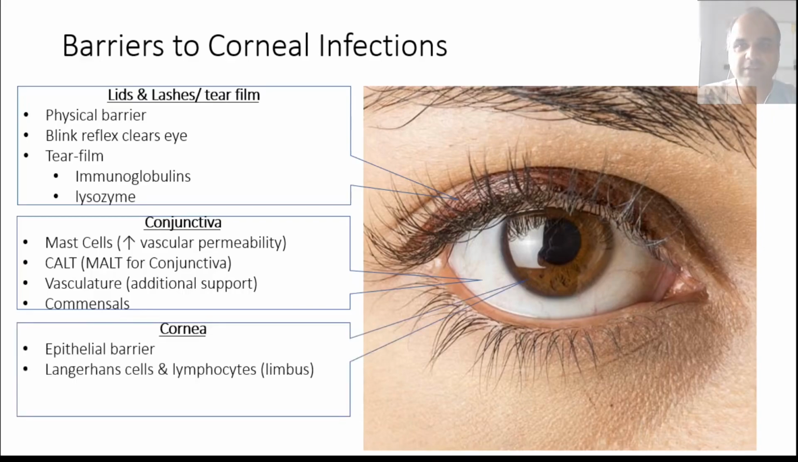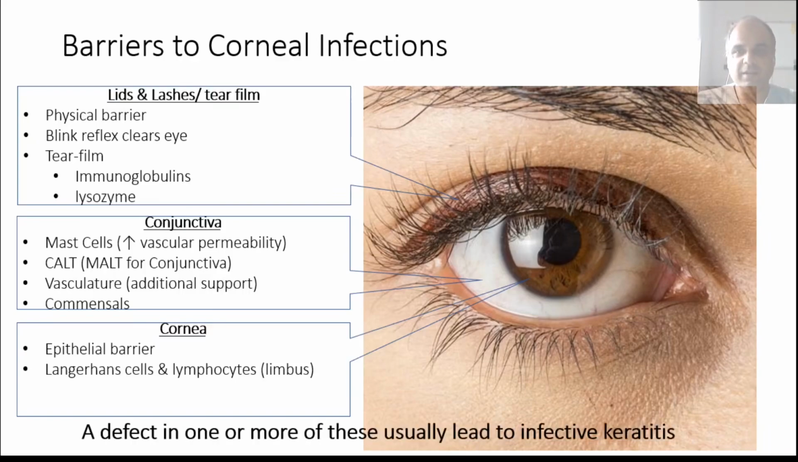Then you have the cornea itself, which has this epithelial barrier. We've already talked about it. And cornea also has lymphocytes and Langerhans cells. Those are sort of macrophages that are present in the limbus. They are dormant, and they would become active once the cornea is inflamed. So once you have a defect in one or more of one of these barriers, then it is very likely that you'll get an infective keratitis. Otherwise, your cornea is very well protected.